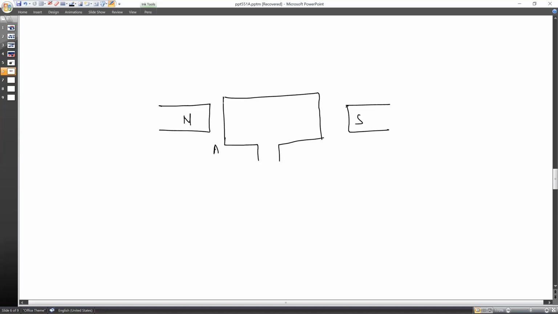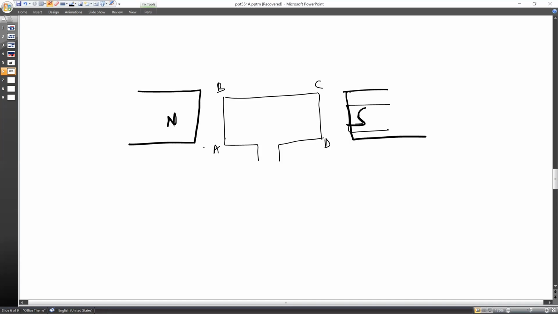This is the coil A, B, C, D, and these are the magnets around it. This is the magnet north pole, and this is the magnet representing the south pole. Can you tell me what would be the direction of current in the coil? This is connected with the negative terminal here, and this is connected with the positive terminal here.